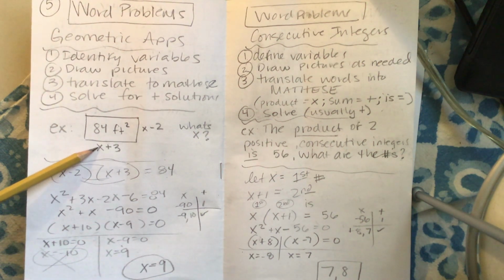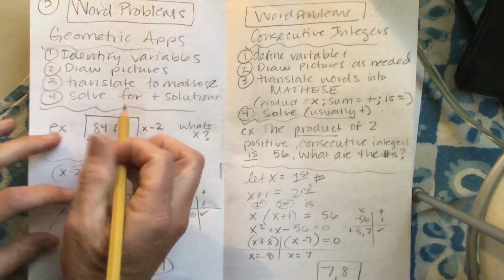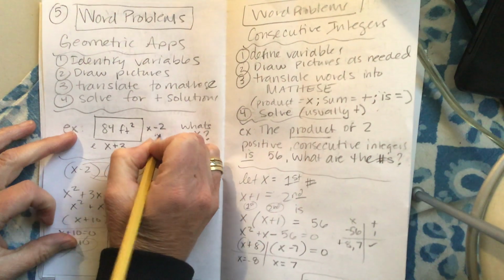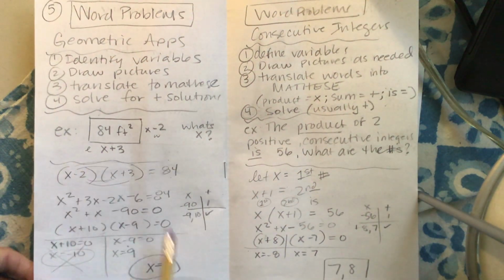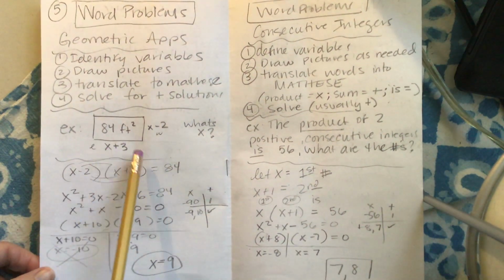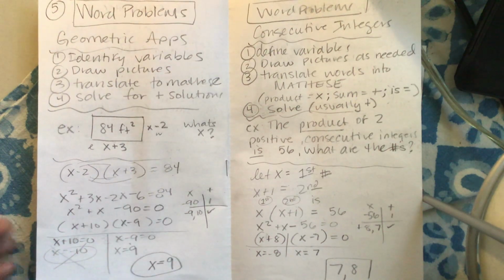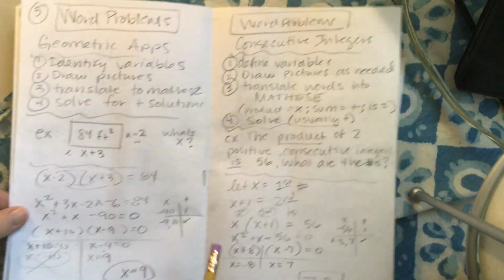But be careful, sometimes it might ask, well, what is one of the sides? Like, maybe this is the length, right? And this is the width. So the answer wouldn't be 9. The answer would be 9 plus 3 would be 12, right? So you just have to read the question very carefully.